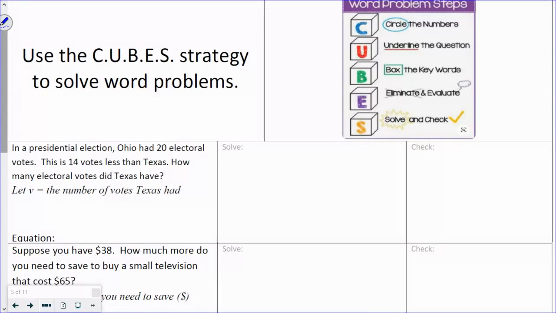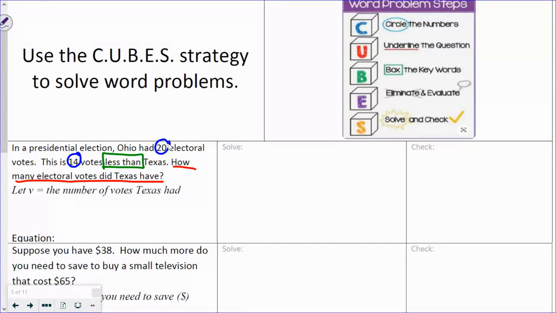Let's circle our numbers, our 20 and our 14. Those are 2 important numbers. What is the question? What do they want us to know? Well, how many electoral votes did Texas have? Then we're going to box in keywords. Our keywords for this one is less than. That's going to help us know which of the 4 operations we are using in this one-step equation. Is there anything that we need to eliminate that's not important? Note, this time they did not give us extra information.